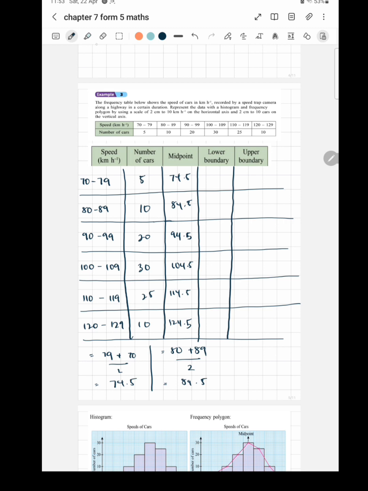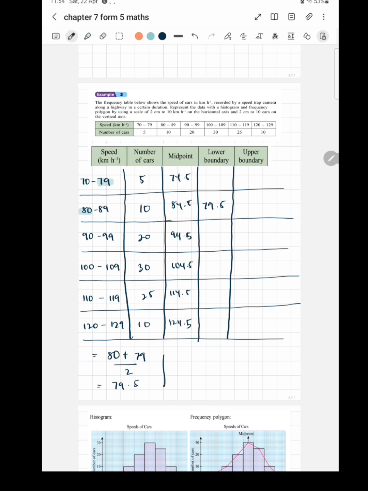So now we are supposed to find the lower boundary and the upper boundary. Again, to find the lower boundary, it's better we use the second class first. So I'm going to take the lower limit of the second class plus the upper limit of the first class, then divide it by 2. So it should look something like this: 80 plus 79 divided by 2. I'm getting 79.5. This is the second class lower boundary.